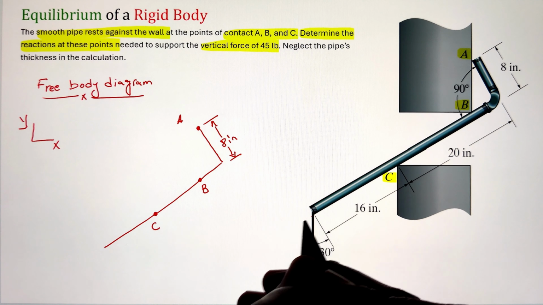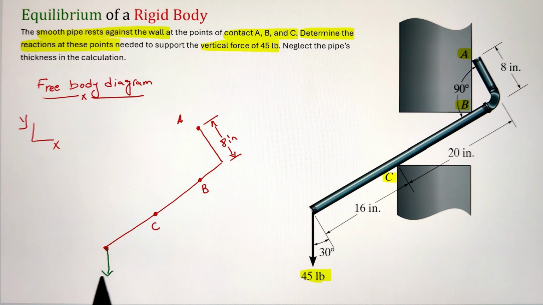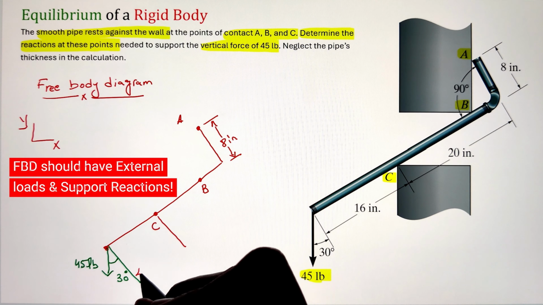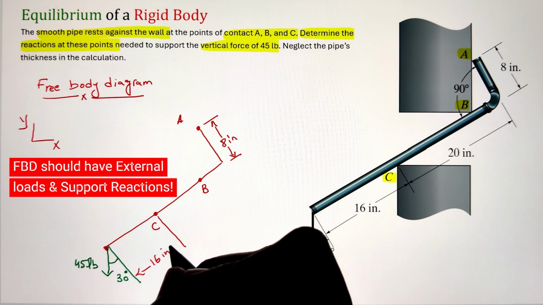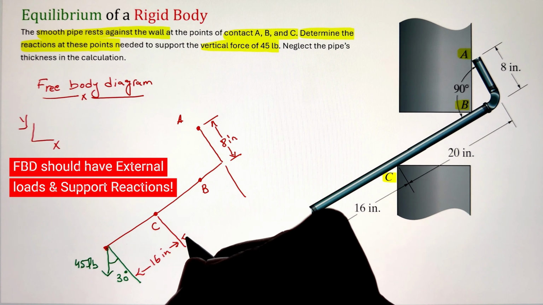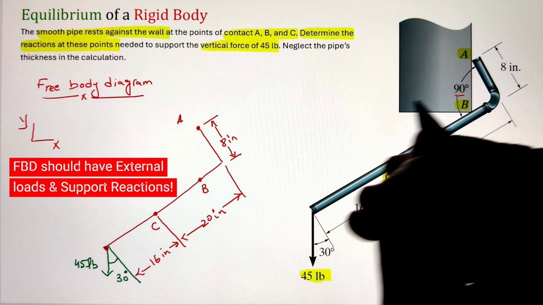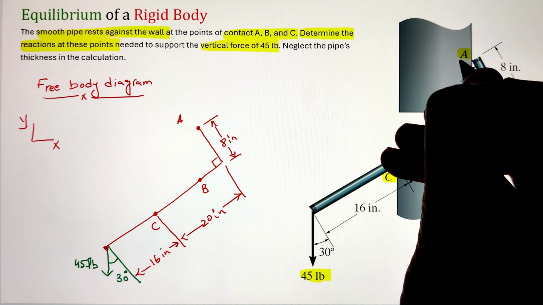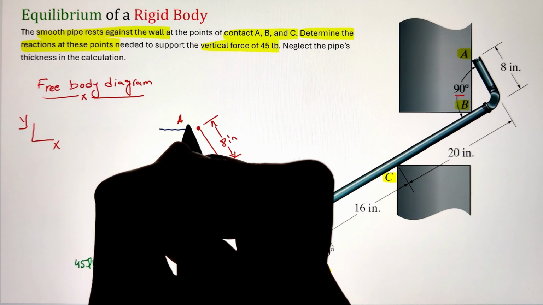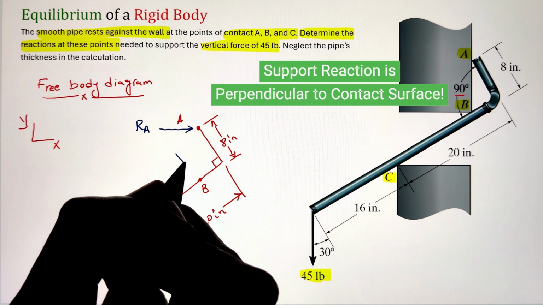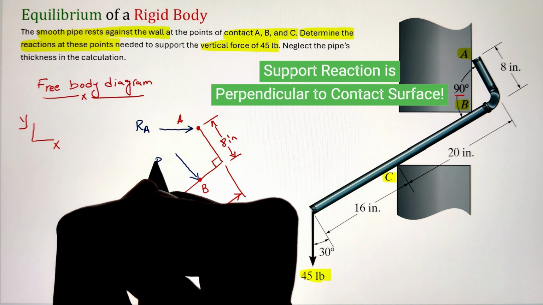Next, we need to list down all the dimensions because we will be utilizing this free body diagram to generate our moment equation. Afterwards, I need to identify all my external loads and the support reactions. We just have a single external load of 45 pounds that is making an angle of 30 degrees with the perpendicular axis of the pipe, whereas for our support reactions at A, B, and C, the reaction force is always normal to the surface. Since point A is on a vertical line, our support reaction is going horizontally.